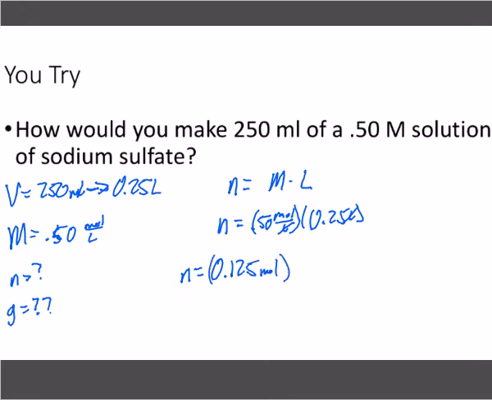Okay. Now we will multiply that by the molar mass, guys, of sodium sulfate, Na2SO4, which again was 142.05 grams per mole. If you round a little bit differently, it might be slightly different. How many grams do you end up with? So your final answer, guys, would say add 17.8 grams of sodium sulfate to 250 mils of water, and that's how you make a solution.